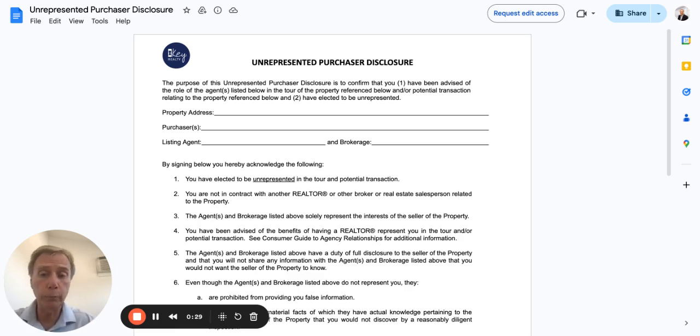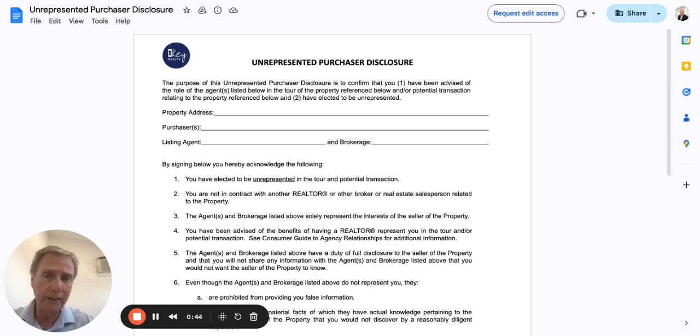However, they do want to see the property. So this allows you to show the property to them, but you have to fully explain what that means, so there's no misunderstanding. So that's the purpose of the form. Right off the bat, it's the very first thing it starts with.